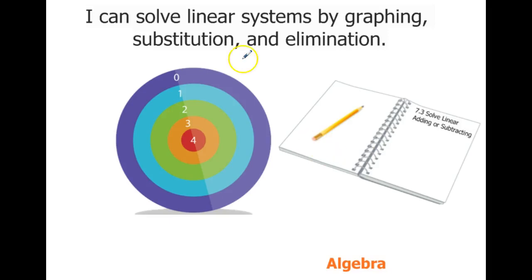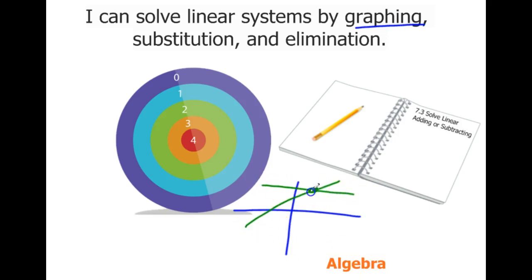Good morning. Today we are learning our third type of way to solve systems of equations. The first way was by graphing, meaning that we graphed two lines and wherever they crossed, that was our answer. So we always list that answer in the form x, y.